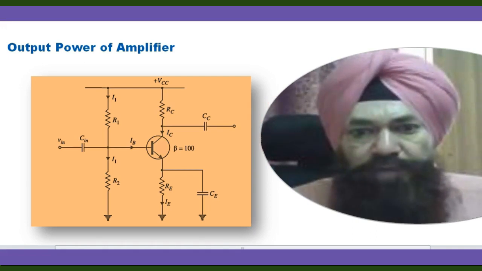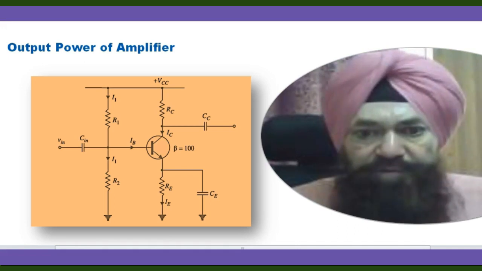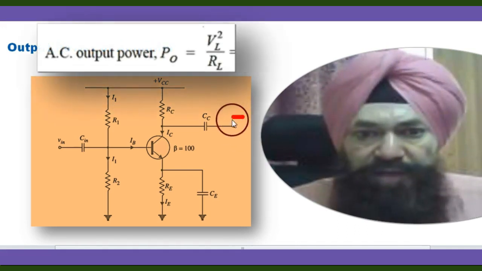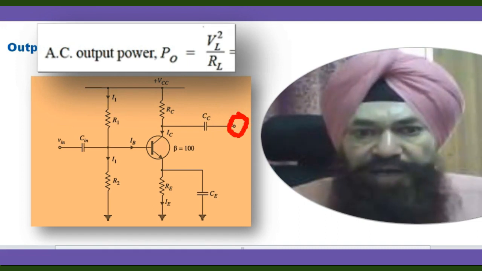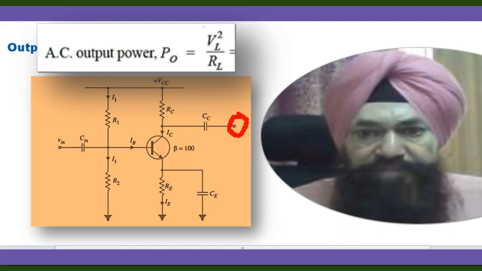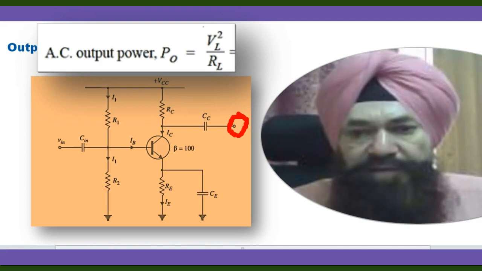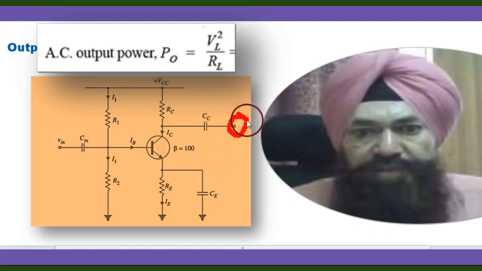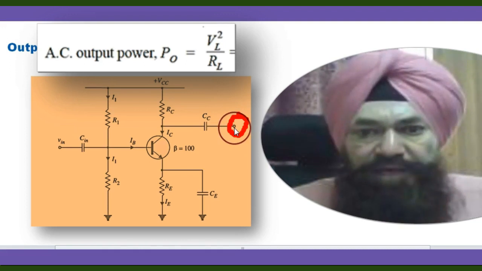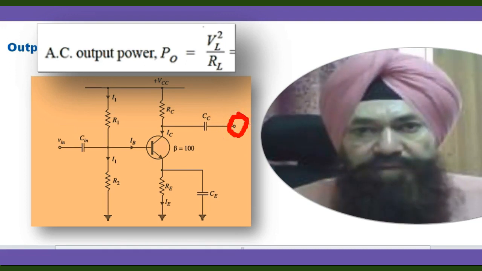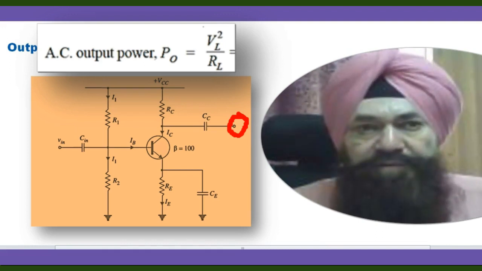Now, what is the output power? Power is equal to VL squared divided by R. VL is the RMS value of the load voltage. I'm talking about the output AC power here. So what is the AC output power? V square upon R.